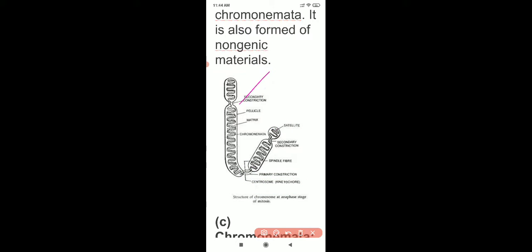Here there are some secondary constrictions. Then there is a satellite. This is with spindle fibers attached. These are the chromanemata, the matrix, remember the ground substance. And then the pellicle, which is the covering. Okay, let's move on.